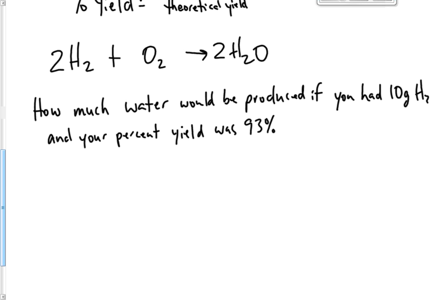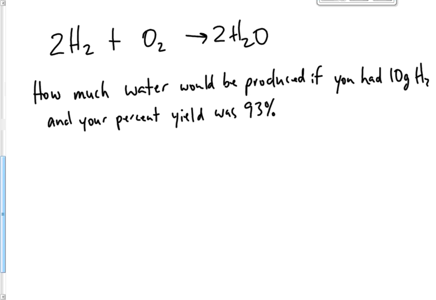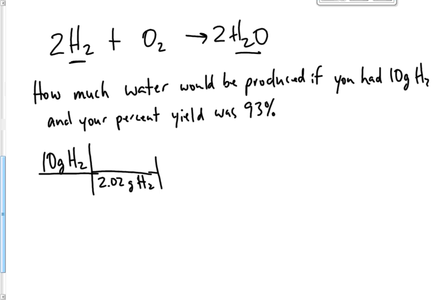Well, you have to find the theoretical yield first. So the way you find that is the way we found it in the last video with the regular stoichiometry video. You're going to convert your 10 grams of hydrogen into water. So you're going to take 10 grams of hydrogen, and we want hydrogen to divide out, so we're going to convert it into moles. So you have 2.02 grams of hydrogen is equal to 1 mole of hydrogen. And we're going to do our mole-to-mole ratio looking at the coefficients. So we have 2 moles of hydrogen is going to give us 2 moles of water.